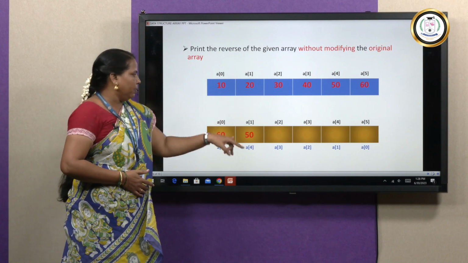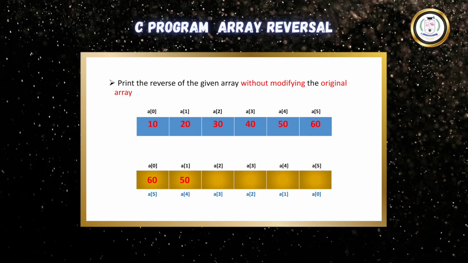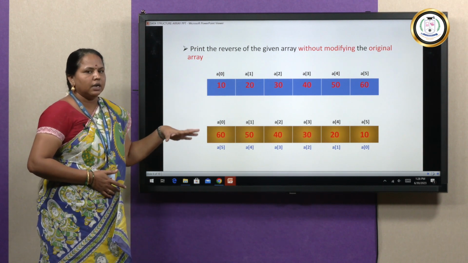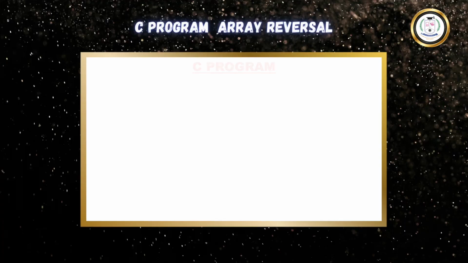So 50 will come into A of 1, which takes the value of A of 4. The third element, A of 3, will go to A of 2, and A of 3 will have the value of A of 2, and A of 4 will have the value of A of 1. Finally, the first element will be stored in the last position, and the last element will be stored in the first position. So this is how we reverse an array in a C program.